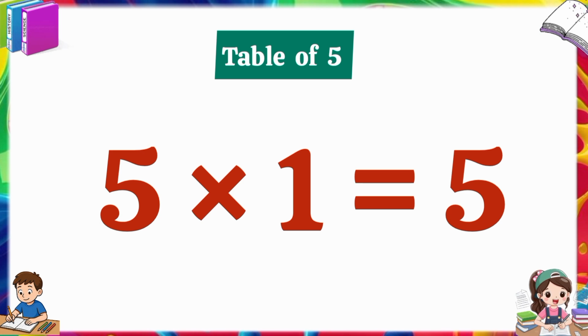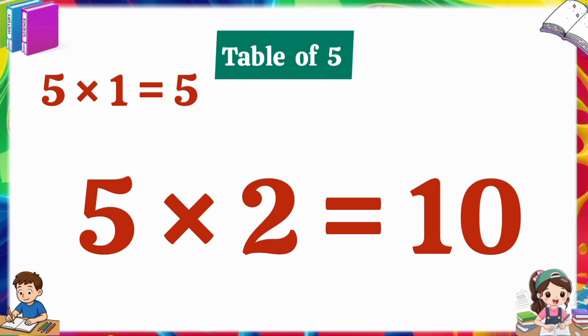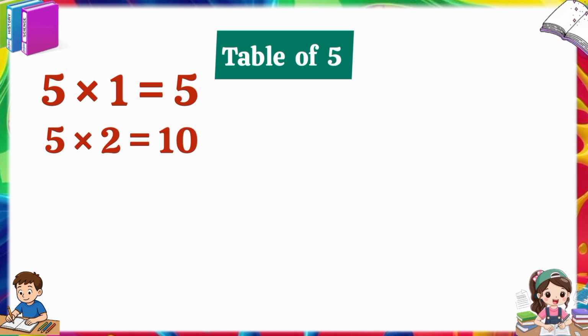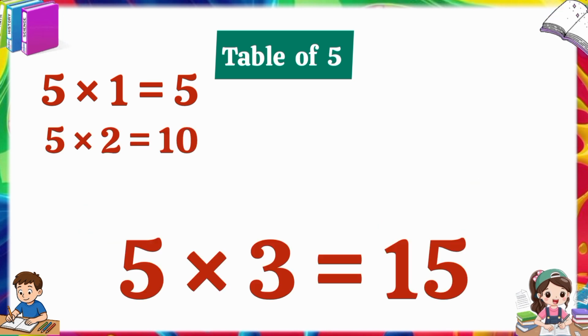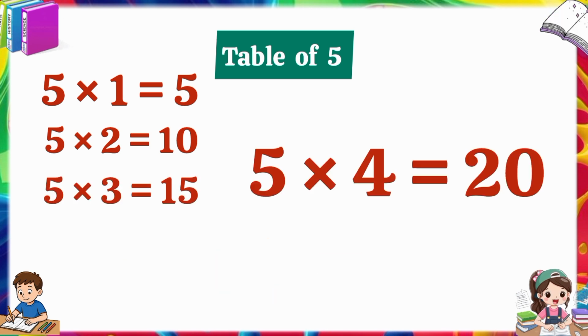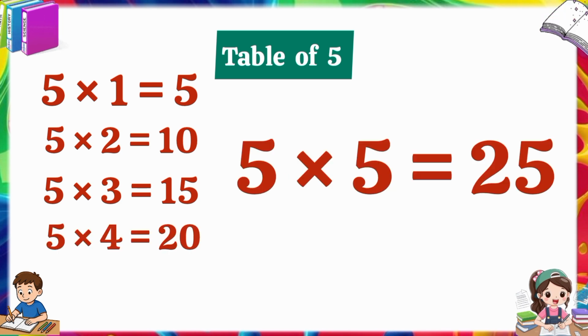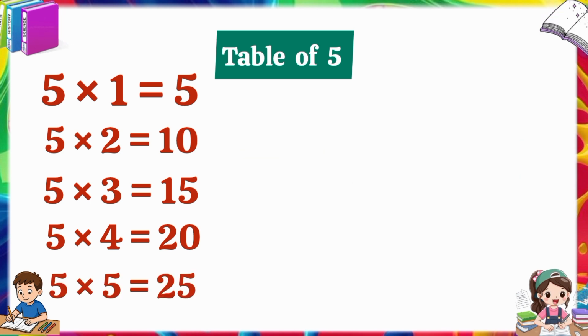5 times 1 equals 5. 5 ones are 5. 5 times 2 equals 10. 5 twos are 10. 5 times 3 equals 15. 5 threes are 15. 5 times 4 equals 20. 5 fours are 20. 5 times 5 equals 25. 5 fives are 25.